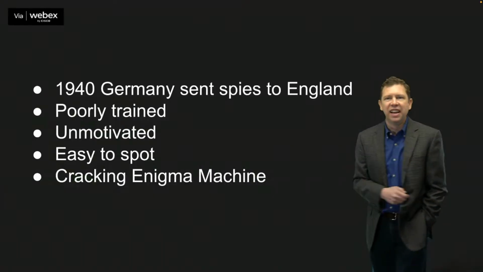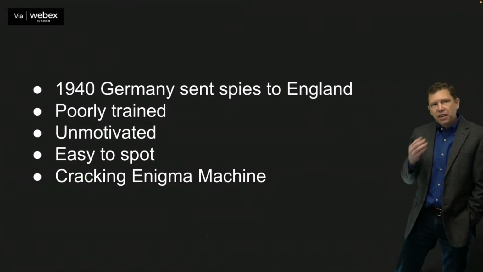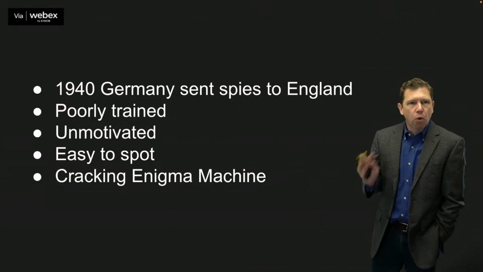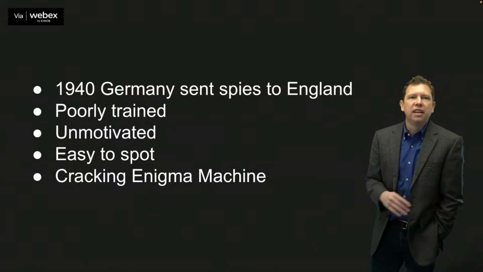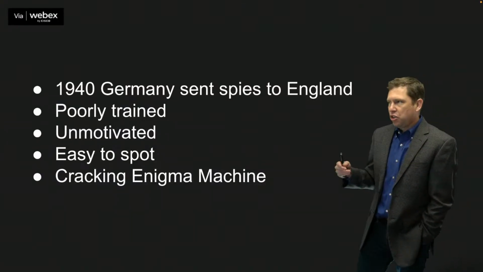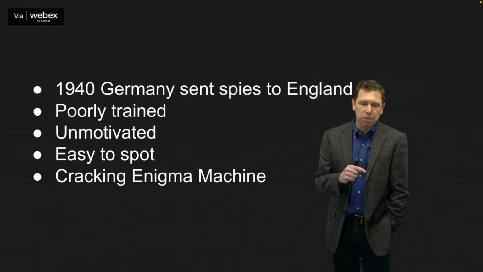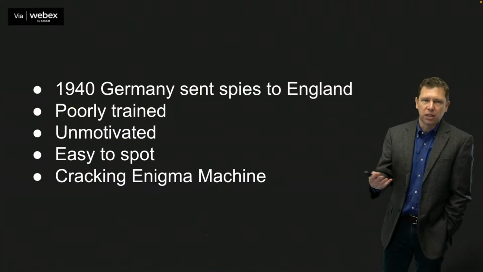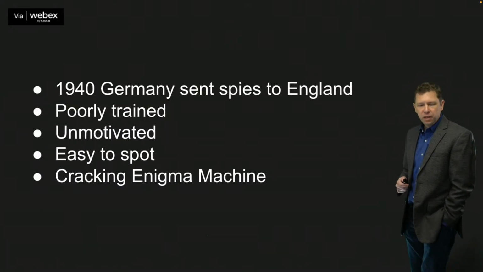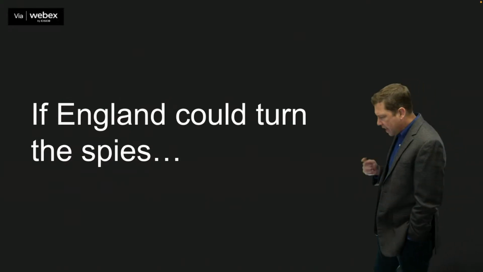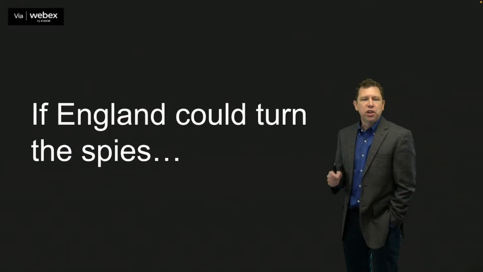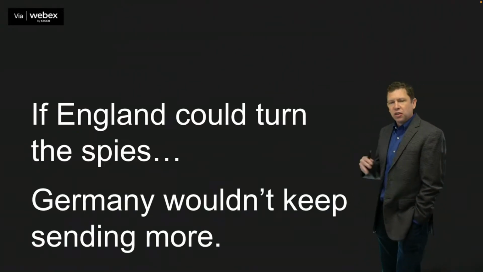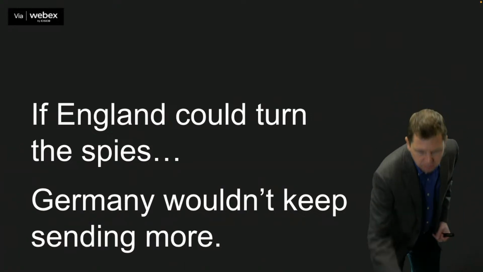Okay. So in 1940, Germany started sending spies to England. And they were poorly trained, unmotivated, easy to spot. And in addition, when the Allies cracked the Enigma machine, the Nazis weren't getting much value out of the spies that they were sending. So England was thinking, if we could find a way to turn the spies, then maybe Germany wouldn't keep sending more. That was kind of their thought process, which seemed plausible.